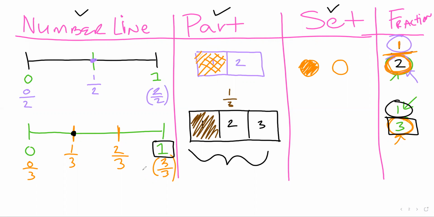Now we've got a set. So the fractional set says, all right, three things. So maybe this time I'm going to do 1, 2, 3. And there's 3 things. And my fractional set just states that 1 of them is a circle. 1 out of 3 things is different.